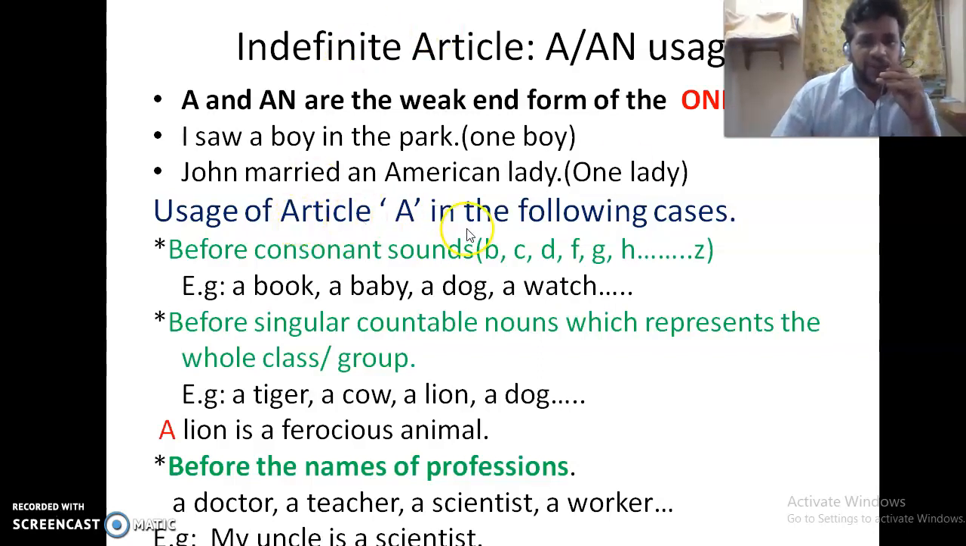Okay, coming to the uses of the article a in the following cases. First one, as you know the rule, before consonant sounds like b, c, d, f, g, h and z. So these are all the consonant sounds except the a, e, i, o, u sounds. Why are these the only vowel sounds? Because vowel sounds mean an individual sound pronounced when the sound comes from our articulation. For example, a, that is an individual sound. E, individual sound. I, individual sound. O, individual sound. U, individual sound.